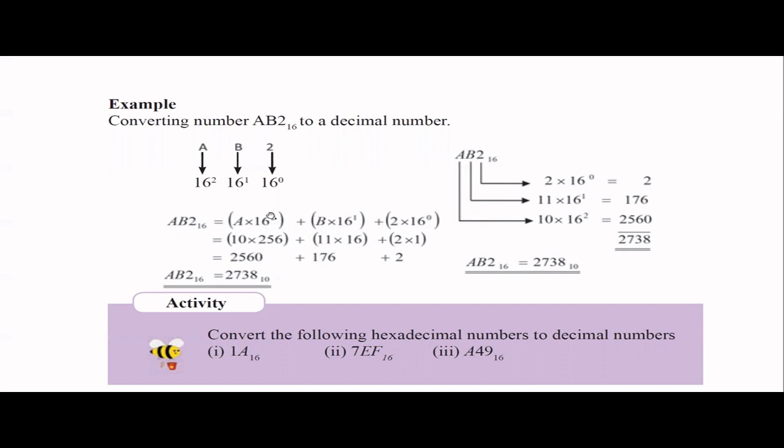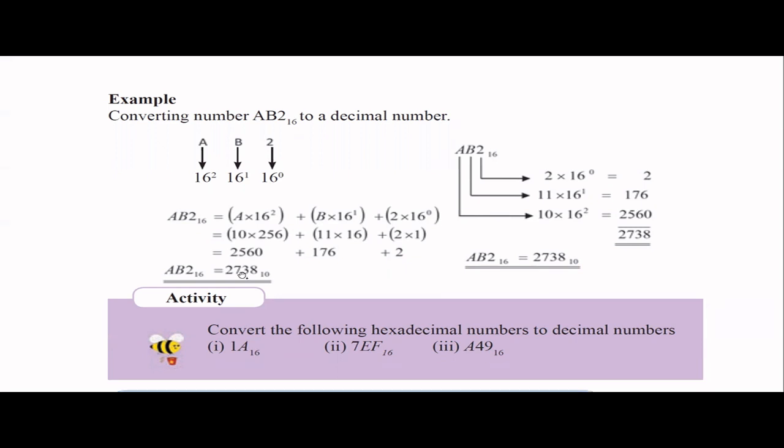So here 16 to the power 2, that means 16 into 16 and into A. A is actually 10 because we know in the hexadecimals we have from 0 to 9 digits and then we have A, B, C, D like that letters. So here the full answer you can get by adding these three separate answers together. Okay, so pause the video and do this activity and then we'll check the answer.